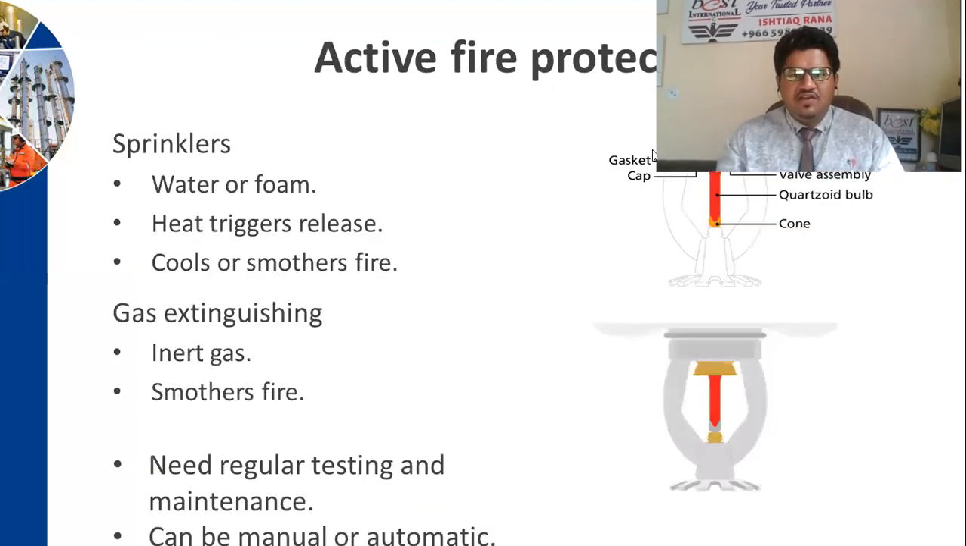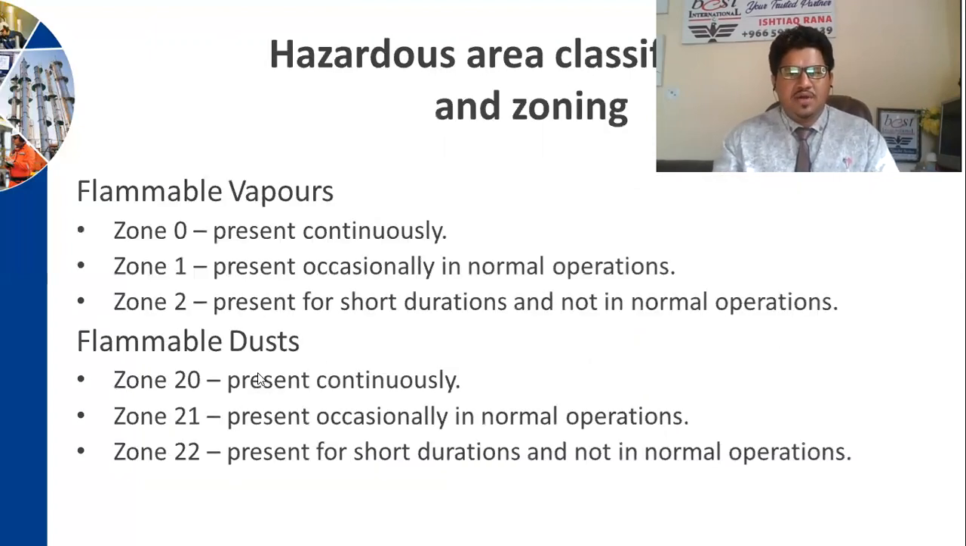We have active fire protection systems like sprinklers and gas extinguishers, but make sure they are well installed and the sensors are working well. At a certain point, heat triggers release: sprinklers or water foam cool or smother fires, and gas extinguishing with inert gas smothers fires. These need regular testing and maintenance and can be manual or automatic.